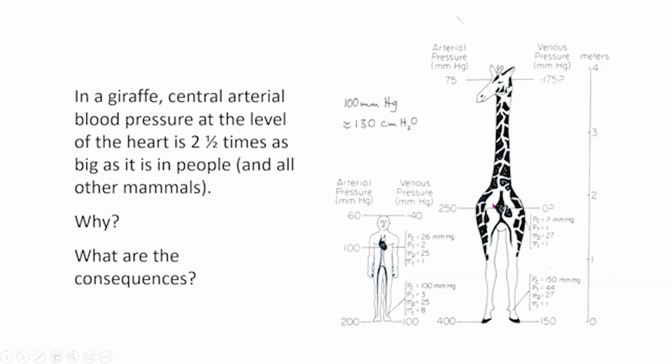And if you go downwards into the legs, down at the bottom, if the central blood pressure is 250 millimeters of mercury, then the pressure in the peripheral vessels will be about 400, which is twice as high as in people. If we had that sort of internal pressure, we'd get swollen ankles, enormously swollen ankles very quickly. How does the giraffe deal with that?